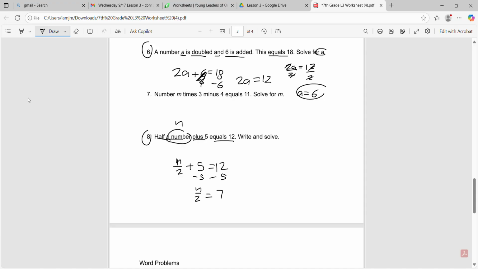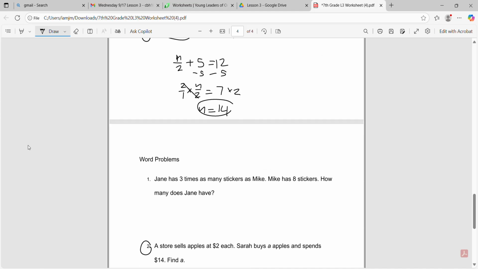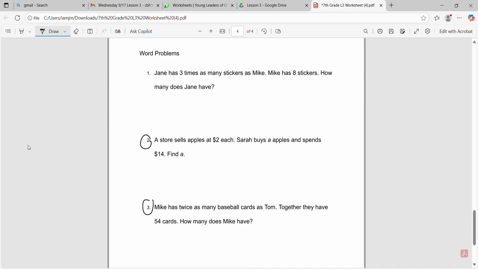To get rid of a division fraction, we'll have to multiply by its reciprocal, which will be 2 over 1, or just 2. Then you get n equals 14. Nice job. Let's move on to our last two questions, word problems 2 and 3.